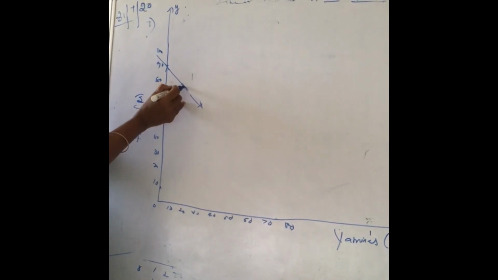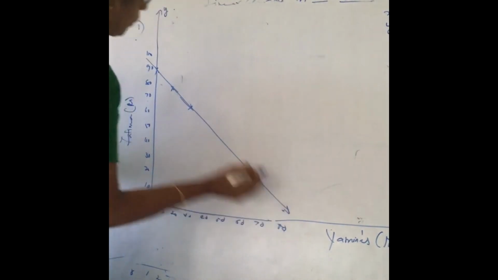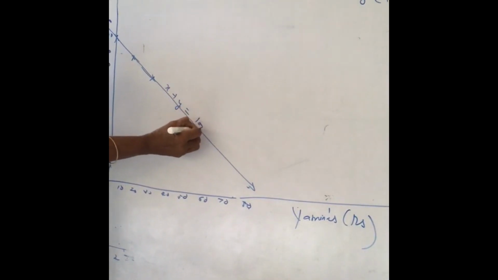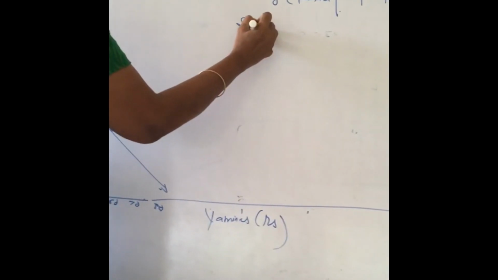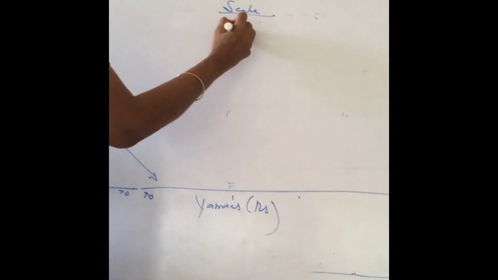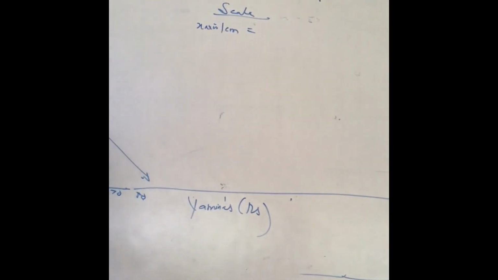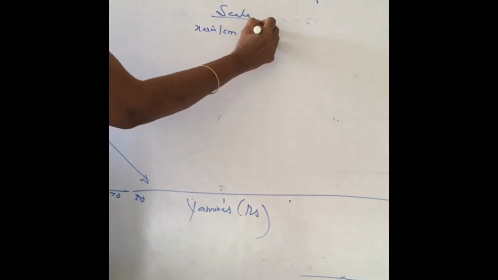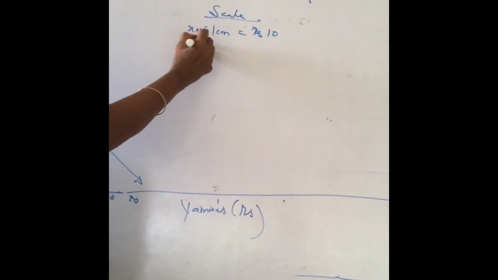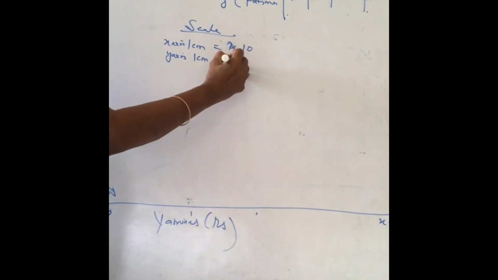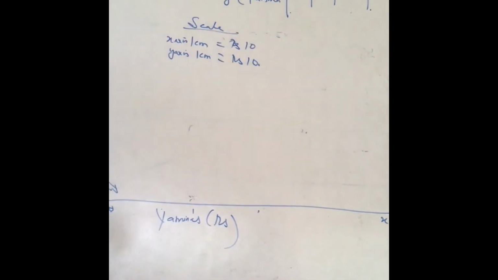Please use the ruler. You have got a straight line. X plus y is equal to 100. What we have to write, children? Scale. X-axis. What is the difference, children? 10 rupees. And on y-axis, 10, 20, 30. So it is also rupees 10.